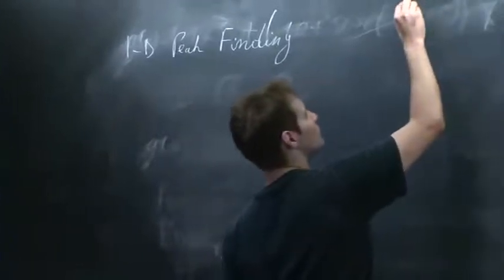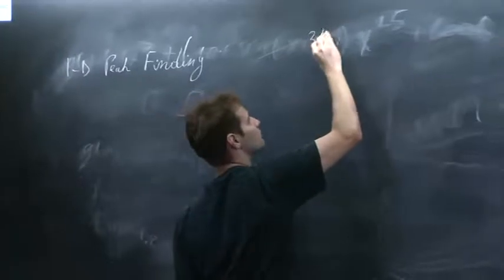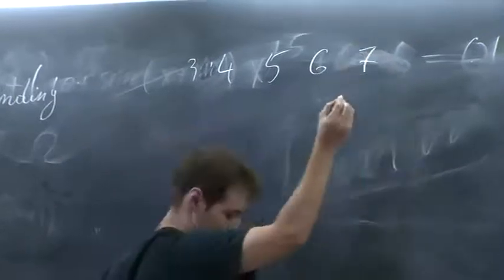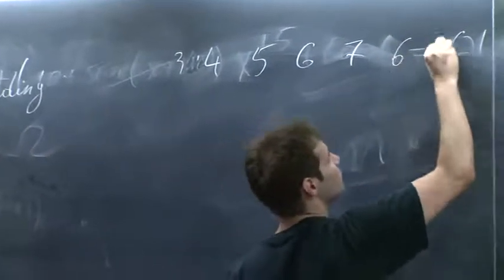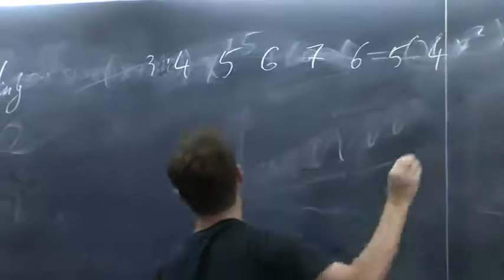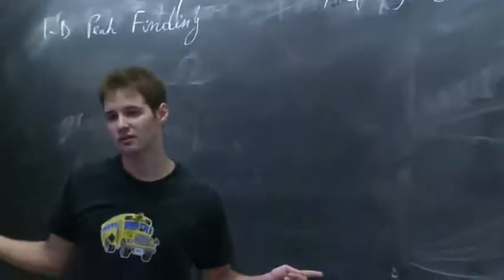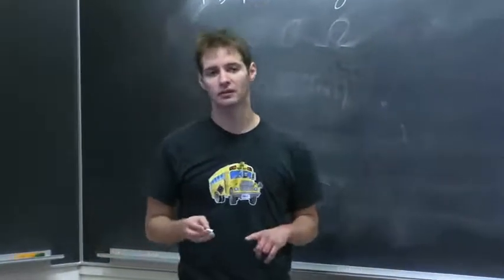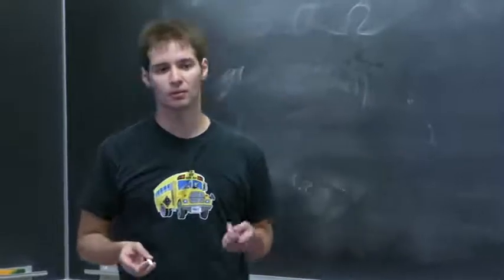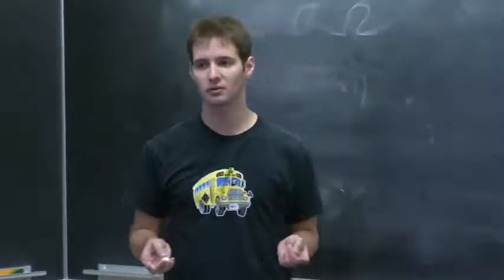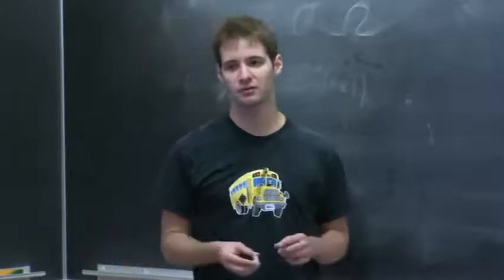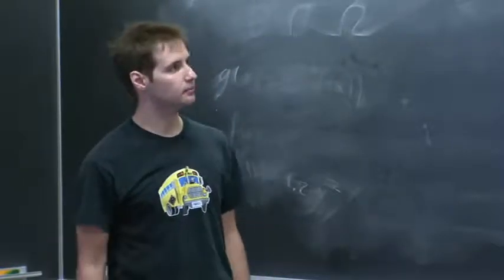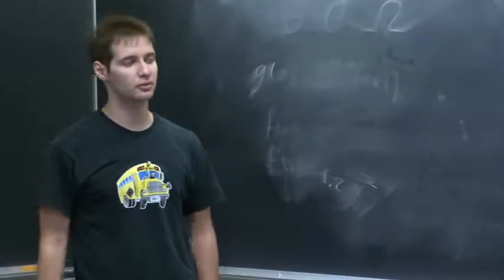So suppose I have a few numbers: 3, 4, 5, 6, 7, 6, 5, 4. The peak finding problem says there's an array of numbers, and I want to find the local peak. And the local peak is a number that's surrounded by numbers that are smaller or equal to it. So there shouldn't be any larger numbers than it. And I want to find a peak as quickly as I can. So what's the faster algorithm that we talked about in lecture?